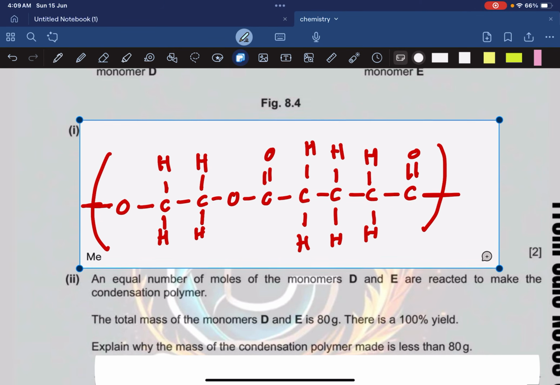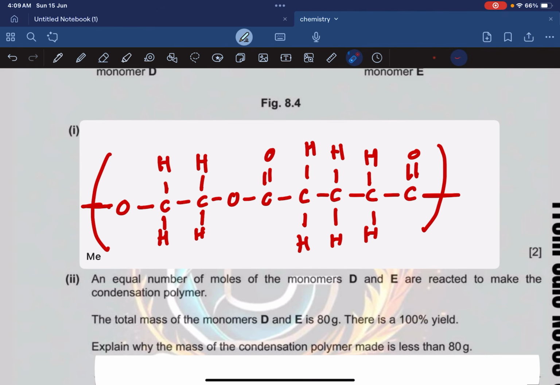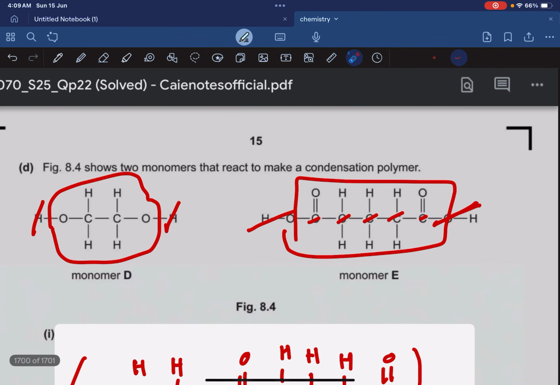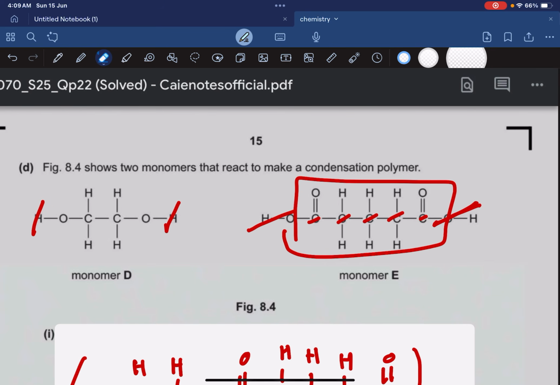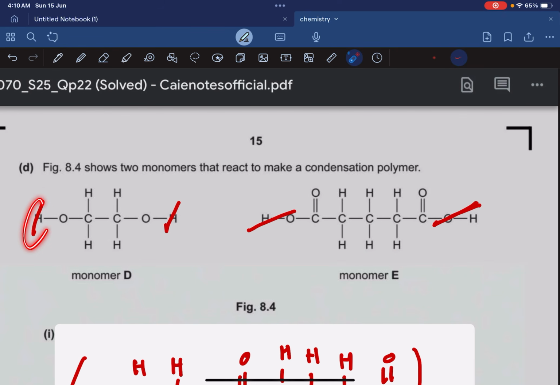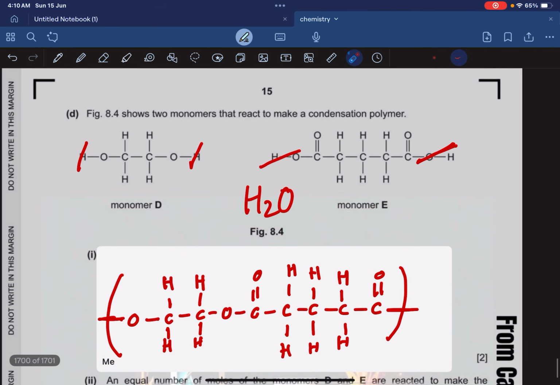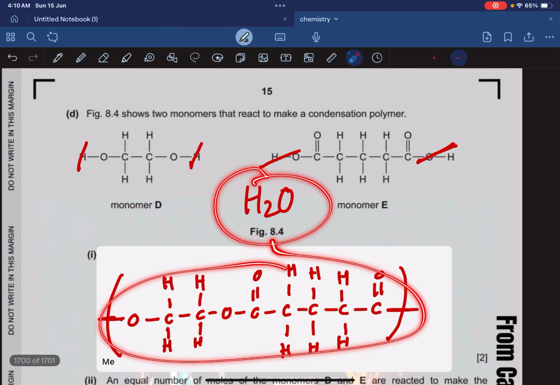Next question states that an equal number of moles of monomers D and E are reacted to make a condensation polymer. Now let's erase this. What did I basically cut out from here? I cut out this H and OH. Why did I cut it out? Because I had to form water. Whenever condensation polymerization happens, you form a polymer and you also form water.